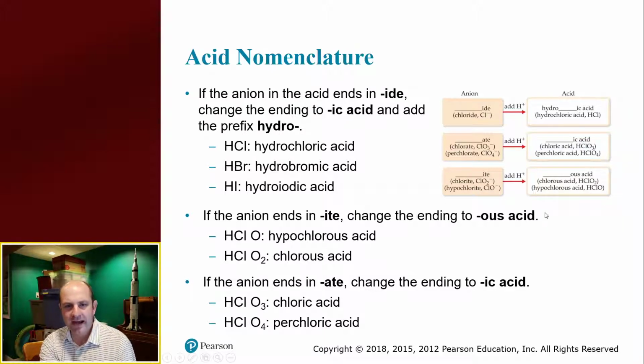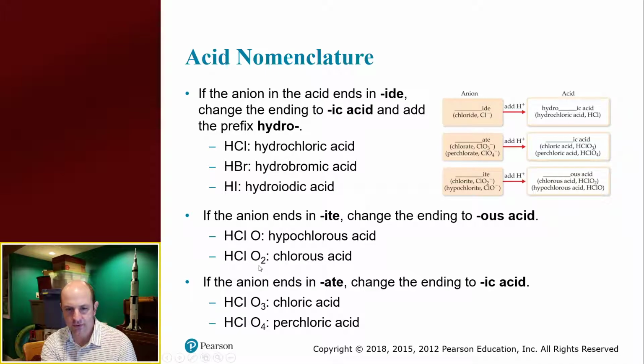All right, let's talk about acids now. So it says if the anion of the acid ends in ide, which means it's probably coming from an element, change the ending to ic acid and then put hydro in front. So HCl, well, chlorine, the anion would be chloride. Okay, hydrochloric acid. This would be bromide, hydrobromic acid. Right? If it ends in ite, change the ending to us. So I don't know why the space is here, but HClO, hypochlorous acid.